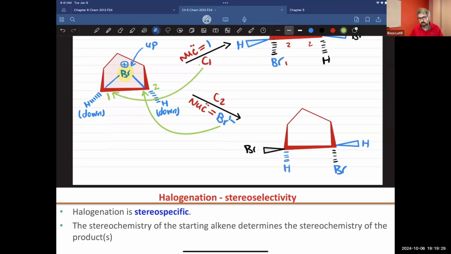And again, what do I get here? Let's assign the configuration. I go 1, this is going to be 1, this is going to be 2, and that one 3. So this is going to be S. And next one I go 1, here we have 2, and that one will be 3. So I go 1, 2, this is R, and because hydrogen is facing to us, it is the 4th priority, so this is going to be S.